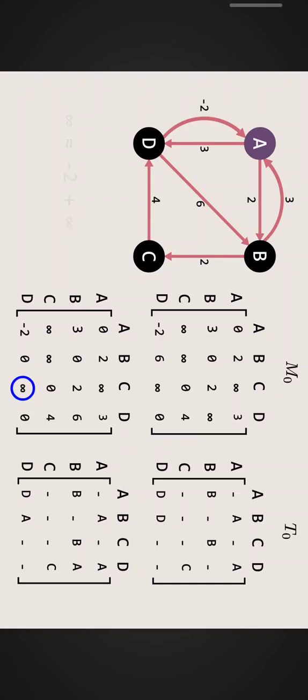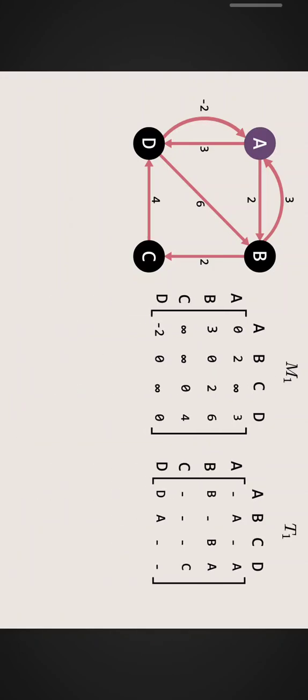Now the first iteration is finished. Let's name this new updated matrix as M1, and the updated predecessor matrix as T1. In the next iterations, we will check if we can reduce the costs further by going through other nodes. Since we've already checked node A, let's now see whether we can get shorter paths via node B.